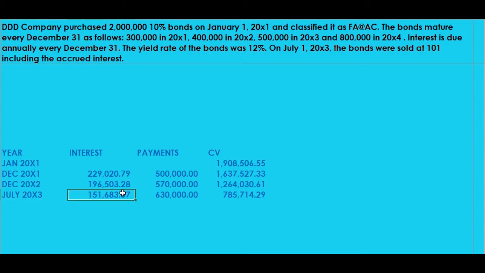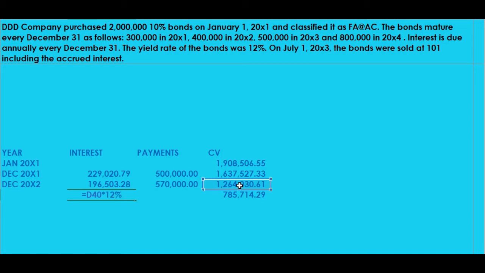Okay, so ang gagawin natin, for July 1, 20x3, kuha tayo ng interest nitong carrying amount natin, times, so ang interest rate natin ay 12%.